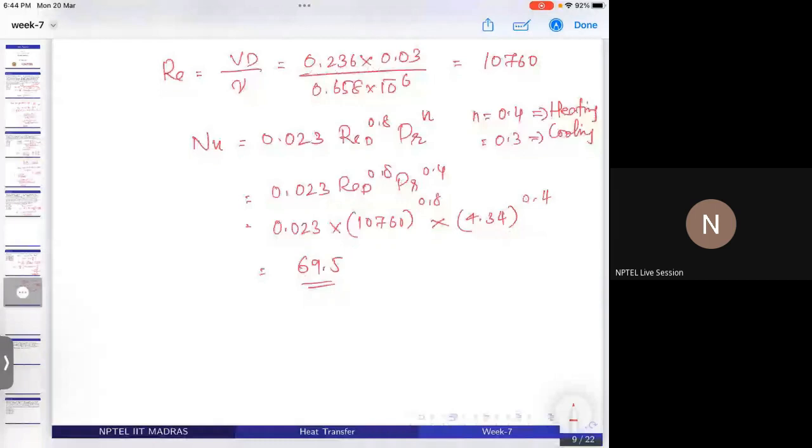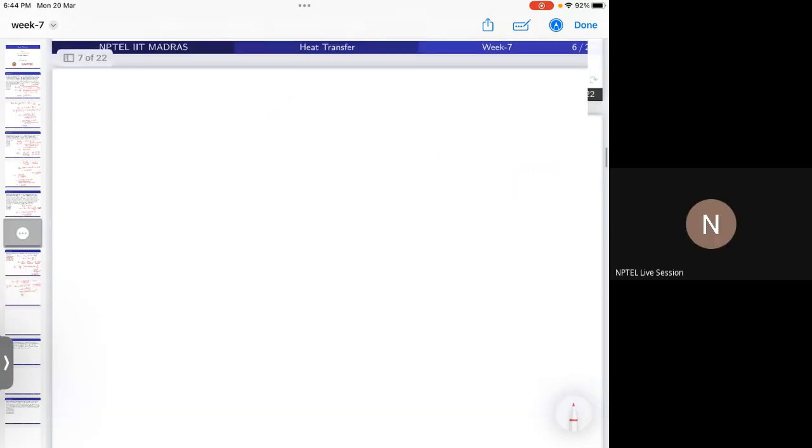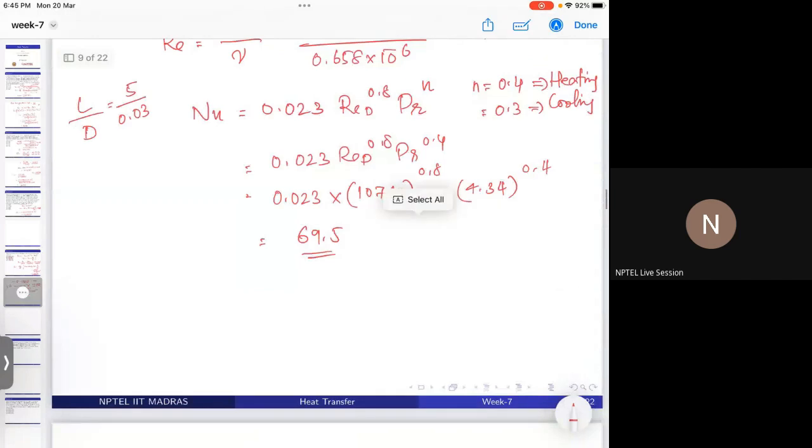Please calculate this L by D. What is the length? 5 meter, right? Divided by 0.03. So if the L by D is greater than some 10, we will assume that the flow is fully developed. So here our assumption is right, because the L by D is anyway greater than 10. Am I right? Length is 5 meter, right? Yes, sir. So our developed flow assumption is valid.